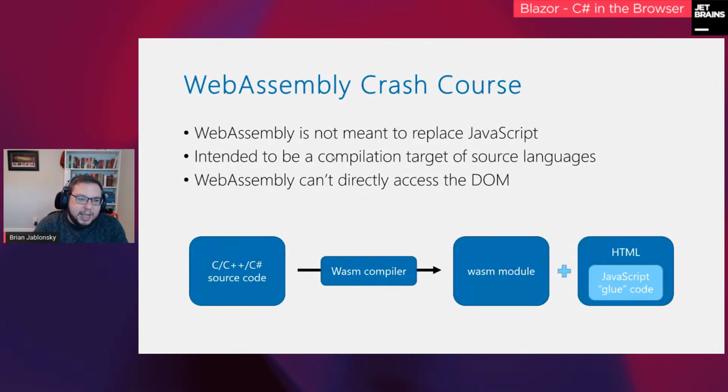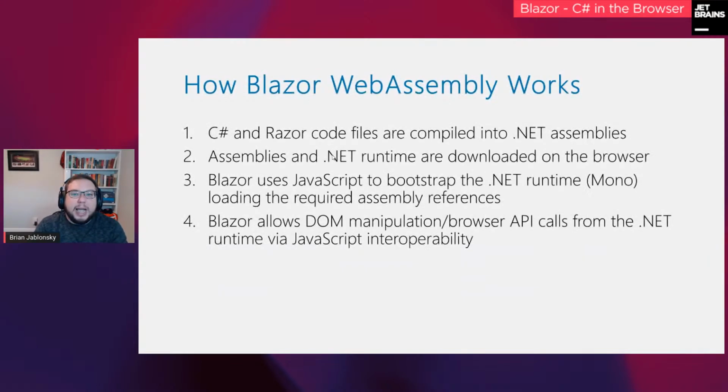So let's look at what ends up happening. You can take your C or C++ or C# source code and use a transpiler to compile it down into WASM, which is WebAssembly. Then this WASM module is loaded in HTML, and you use some JavaScript glue to load up the WASM and register some APIs to communicate with it. So now, great, how does Blazor WebAssembly actually work?